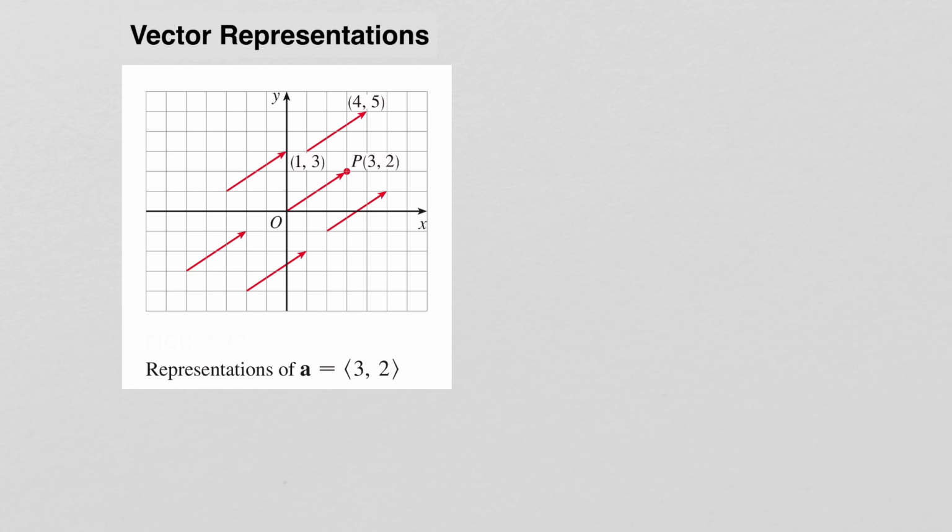So in a way, you can think of this vector right here as being sort of the standard form of the vector 3, 2. That is the vector that begins at the origin and ends at the point 3, 2. Whereas all these other vectors, although equivalent, they are not the standard form of that vector.